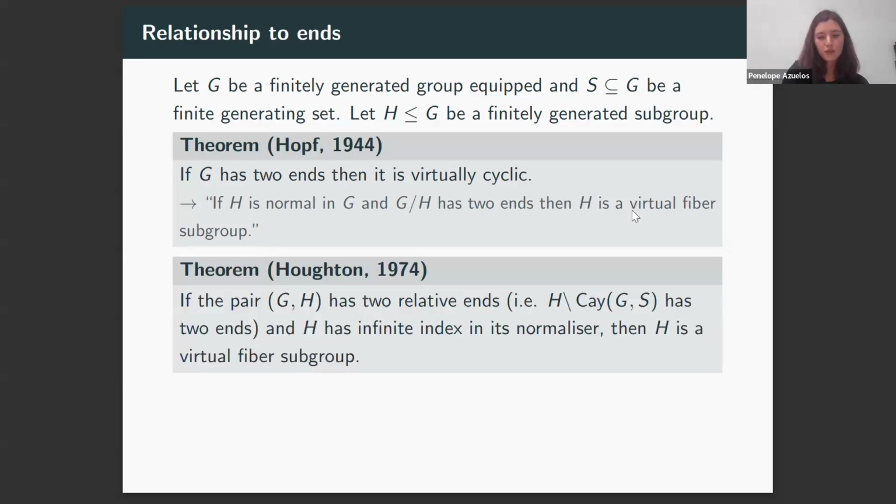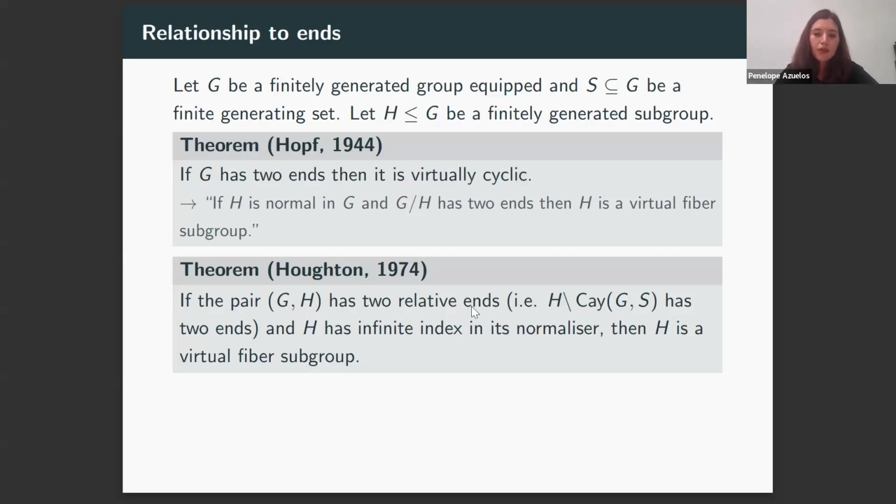Now there's a more general version that was proved by Houghton when he defined the notion of relative ends. So the notion of relative ends for a group pair, if you're not familiar with it, you quotient by the action of H on the left. This will give you a graph, and the number of relative ends of this pair is the number of ends of this graph. And what Houghton proved is that if that number is 2 and your subgroup has infinite index in its normalizer, then it's a virtual fiber subgroup.